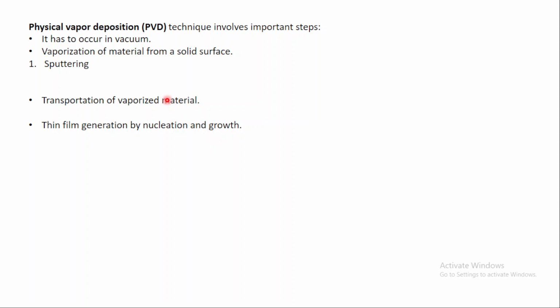And now for vaporization of material from solid surface, we have many types of physical vapor deposition. We have sputtering, we have evaporation technique, electron beam evaporation or heat evaporation. We have vacuum arc. So these are some of the techniques for physical vapor deposition, vaporization of material from solid surface. For transportation of vaporized material, we have the plasma state. And then for thin film generation by nucleation and growth, we have the atomic level deposition. So due to nucleation and growth, we have atomic level deposition of thin film on the substrate.